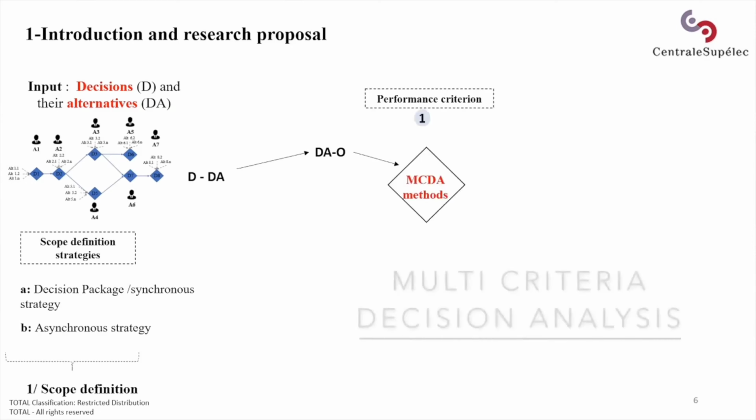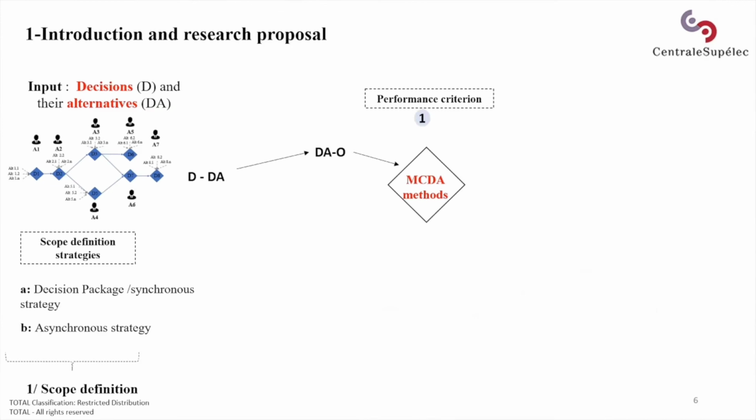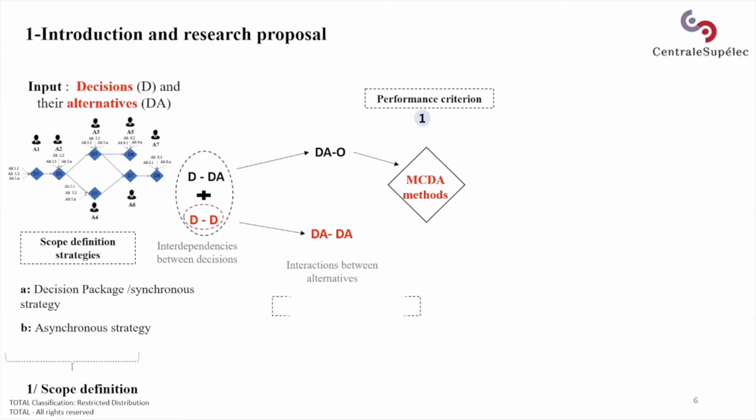An MCDA method is often used to make a choice considering performance only. Here we also consider the interdependencies between the decisions, modeled through the DSM D cross D, decision cross decisions. So, when we combine these 2 matrices, we get interaction between the alternatives modeled here by the matrix DA cross DA. This matrix leads us to the possibility of considering an additional factor, which is the compatibility in the global evaluation.